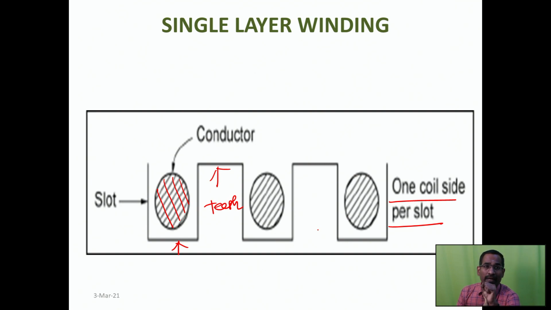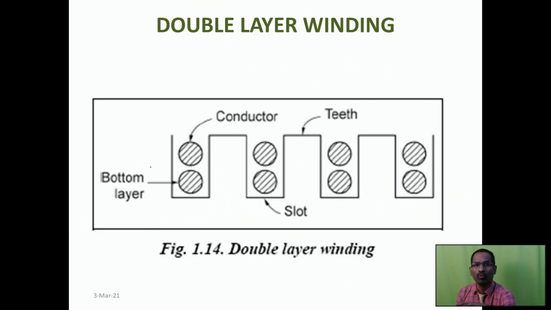If it is double layer winding, then I will be placing one more coil side in the same slot. But you just assume that it is my first coil, coil 1. The first coil is placed at slot number 1. It is placed at the bottom. Definitely the first coil's next side is placed at the top.